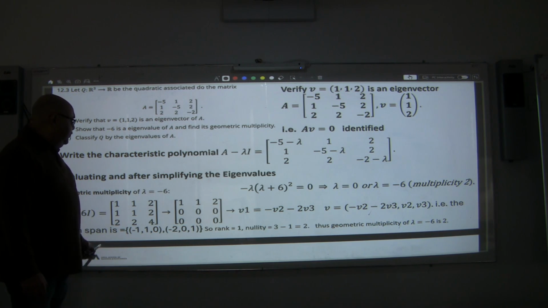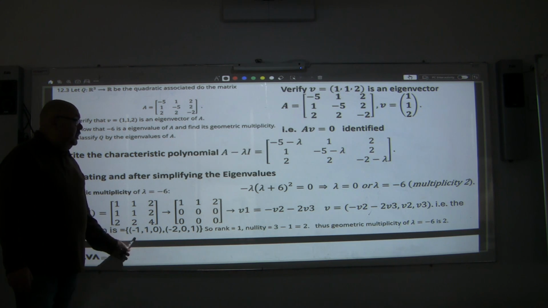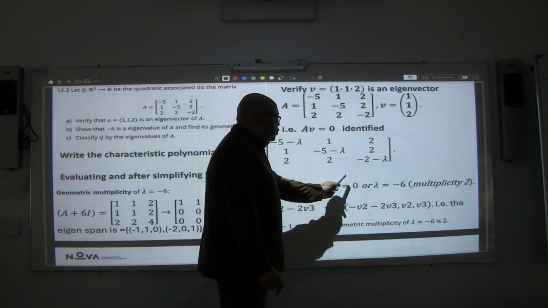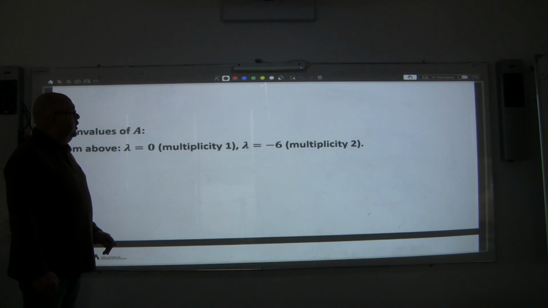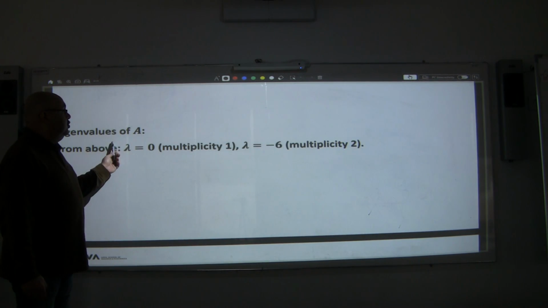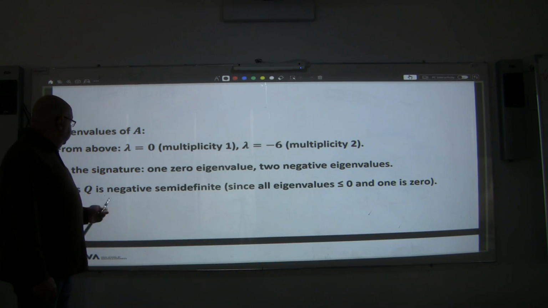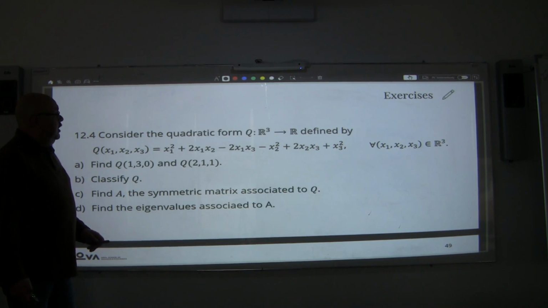And that's for the nullity, getting the rank of the eigenspace relative to negative 6. So the algebraic multiplicity, I want you to review this part, is equal to 2 in case of negative 6, and the geometric multiplicity is equal to 2 in this problem. Now the eigenvalues of A are 0 and negative 6. So you can find easily that the value of Q is less than or equal to 0. It's negative eigenvalues. As I told you, it's a negative semi-definite.